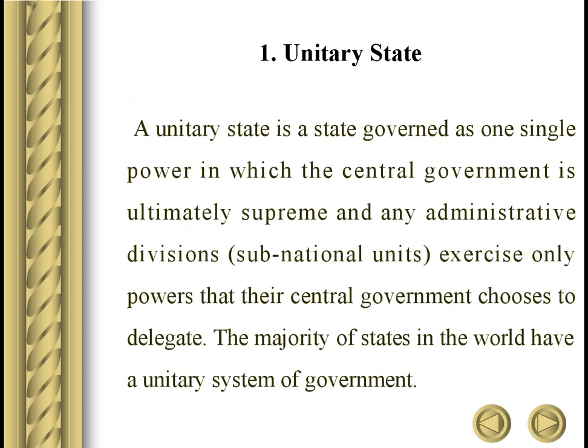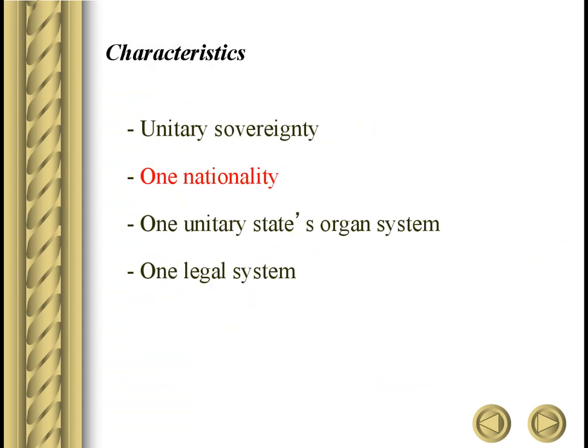A unitary state is a state governed as one single power, in which the central government is ultimately supreme and any administrative divisions or subnational units exercise only the power that the central government chooses to delegate. The unitary structure has some characteristics. Firstly, unitary sovereignty, so there is only one sovereignty in the state, and a unitary state organ system, and only one legal system from the central government to the locality.